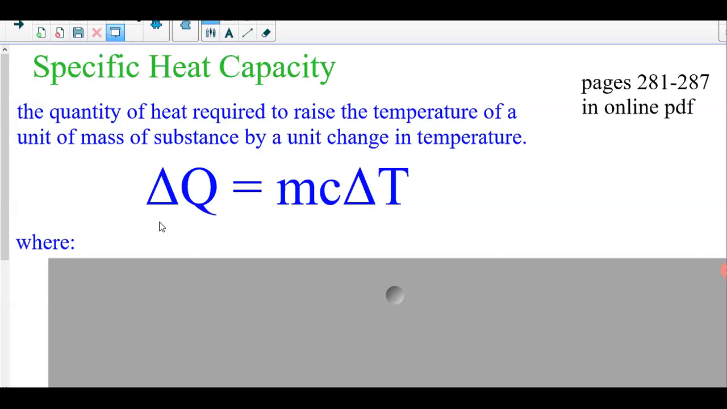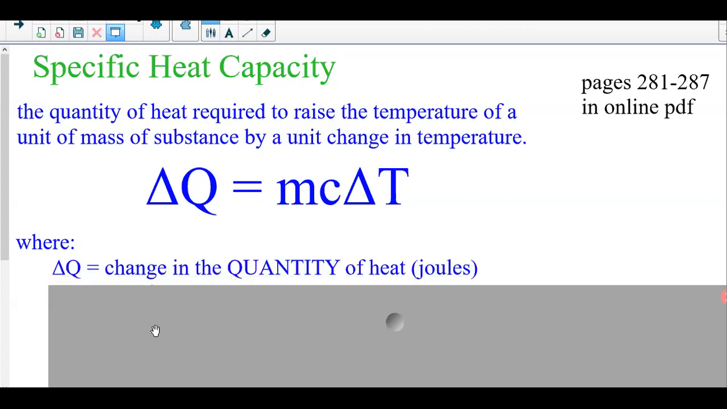So today, we're going to talk about specific heat capacity. That's this equation right here. So delta Q means the change in the quantity of heat energy. So we measure our heat energy in something called joules. And the unit for joules is just a J. Writing with the mouse is terrible, but there it is. Capital J, not lowercase j. That's what we use for the symbol for energy.